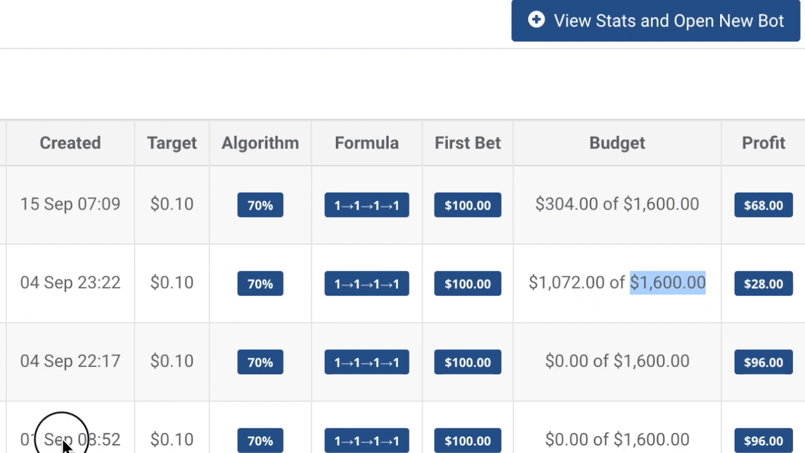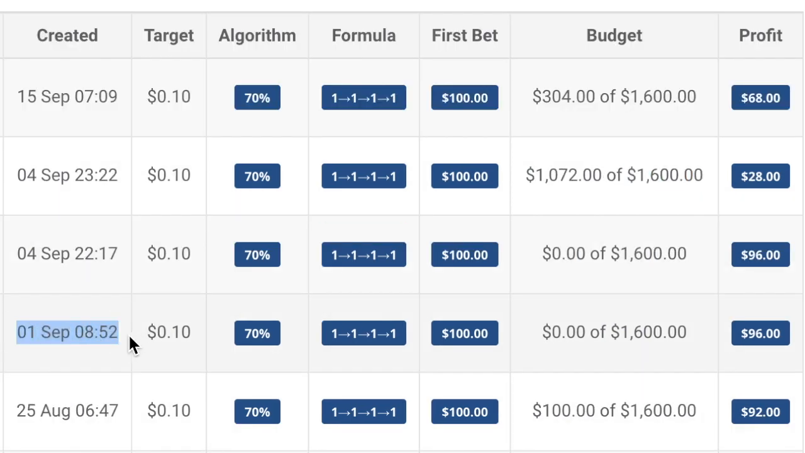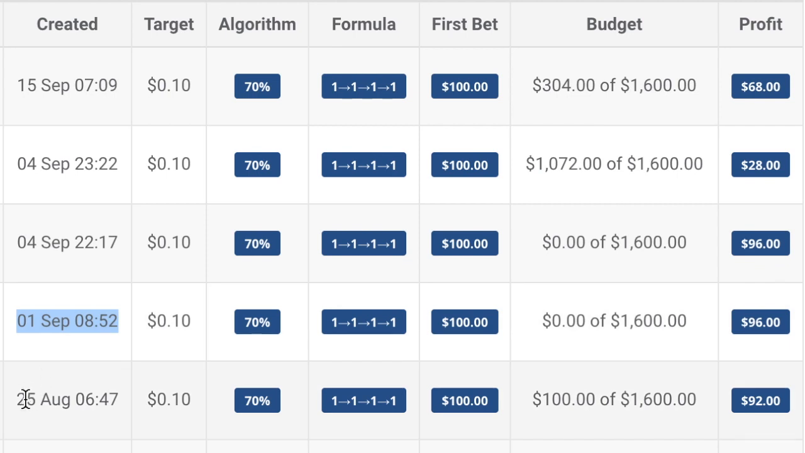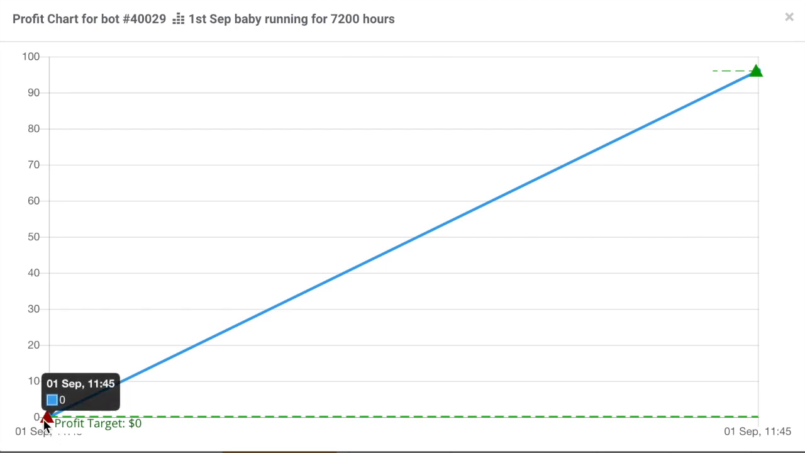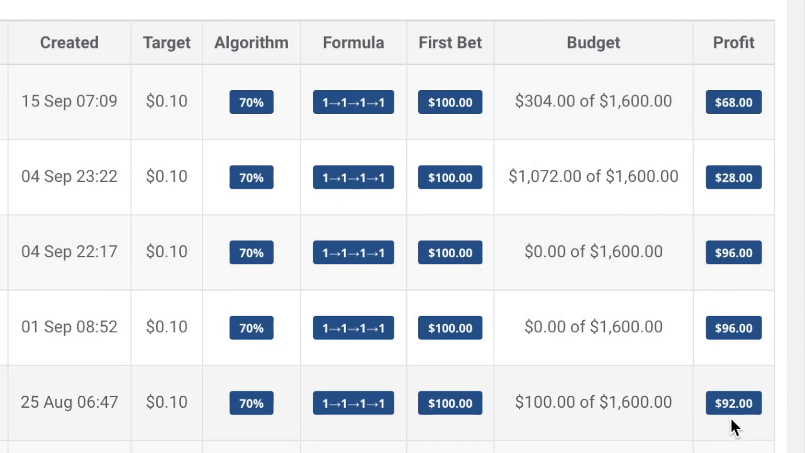So I've got this robot that was started on the 1st of September. I ended the robot on the 25th of August, stopped it, and then I was going to try a new strategy, which I did, and a different asset. So now I set up a robot on the 1st of September. As you can see, I've got a profit there of $96. If I just show you that, it made one trade, and that was straight away a winning trade. It got past my profit target because I set a profit target. And it made me, as you can see there, $96.